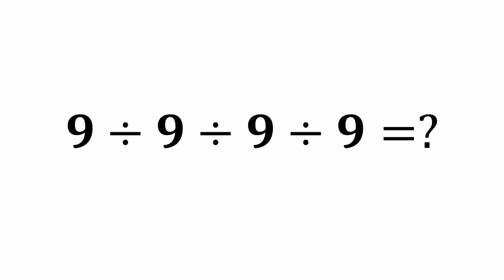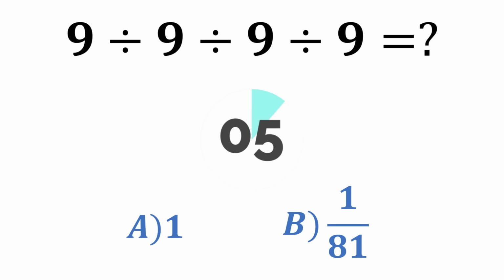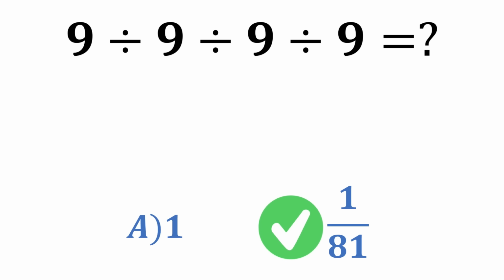And now the last question. The expression is 9 divided by 9 divided by 9 divided by 9. What's the answer? 1 or 1 over 81? You have 5 seconds. The correct answer is 1 over 81.